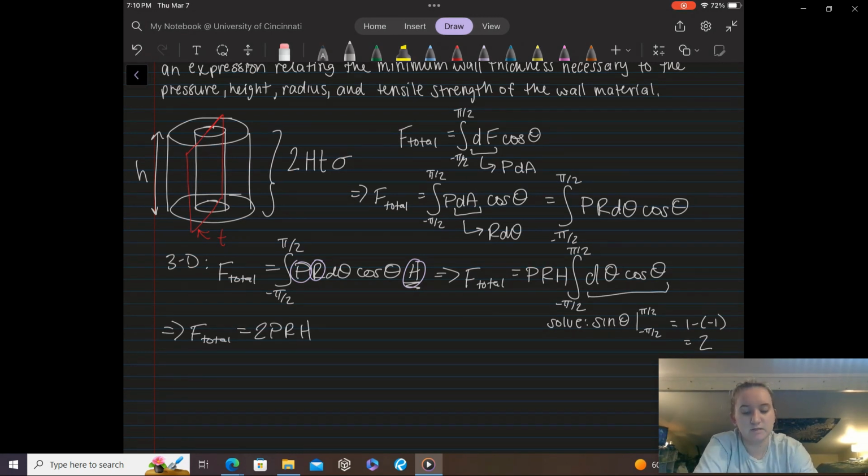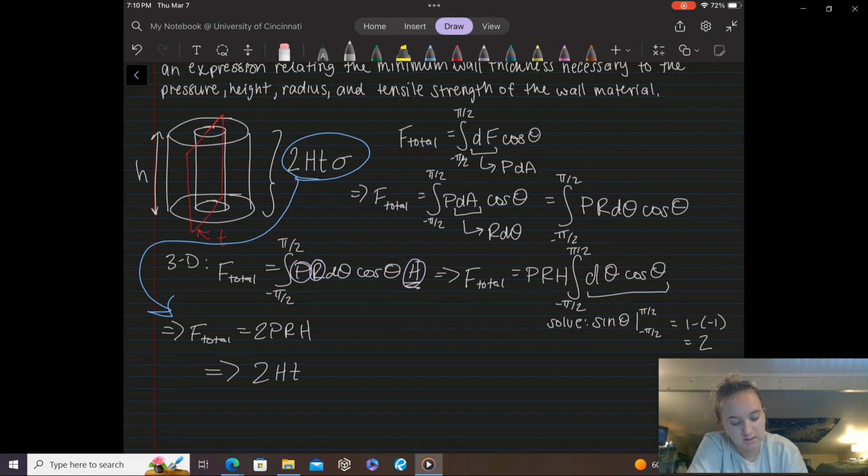And then taking the expression from above by the cylinders and bringing that down as our F total, you set these two expressions equal to each other. So you get 2ht sigma equals 2PRh. And then you can cancel out the 2's, and you can cancel out the h's, and then you're left with t sigma equals PR. And then to get t by itself, because that's what we're solving for, you take sigma and divide PR by sigma. So then your final expression becomes t equals PR over sigma.